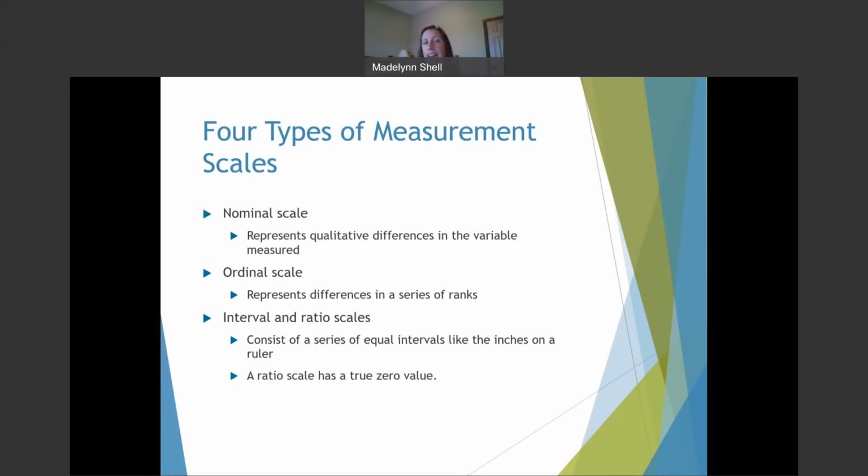Something like your commute to work. How long is your commute? 0 means you work from home. Or the number of correct answers on a test. 0 means you got none correct. Whereas a 0 on an IQ test doesn't necessarily mean that you have absolutely no intelligence.